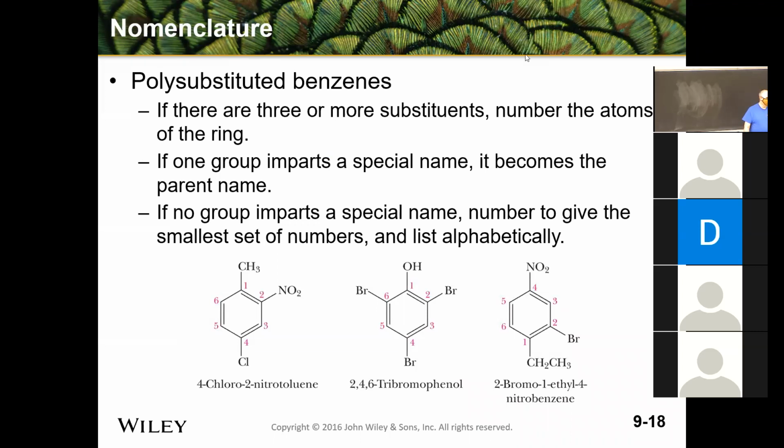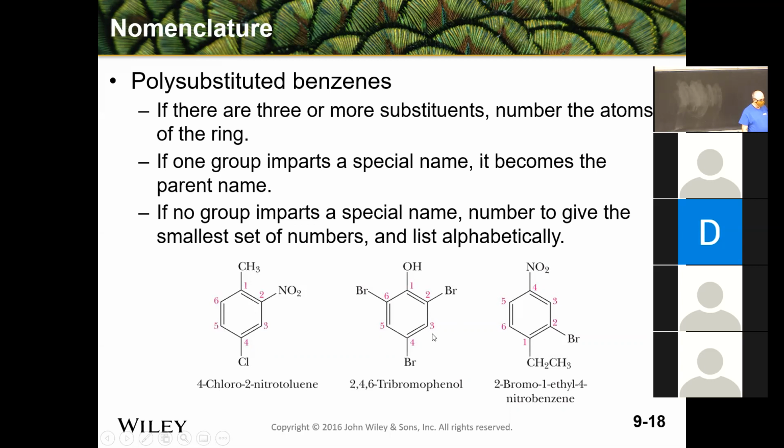Okay, if there are 3 or more substituents, then we have to use numbers. Okay, if one group imparts a special name, okay, such as benzoic acid, toluene, aniline, it becomes the parent name. If no group imparts a special name, then we number to give the smallest set of numbers and list alphabetically. Okay, so here toluene imparts a special name, so that's automatically on number 1. This would be 4-chloro-2-nitrotoluene. Okay, and we want to go around this way, not around this way, because we want the lowest set of numbers.